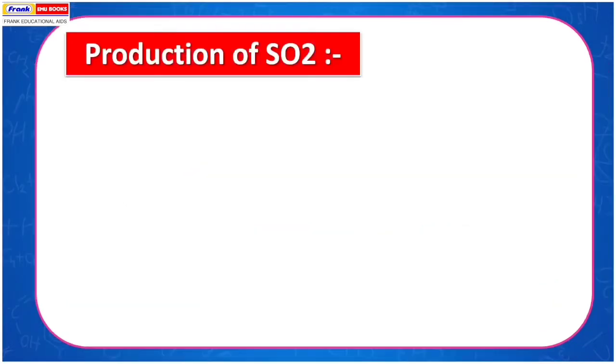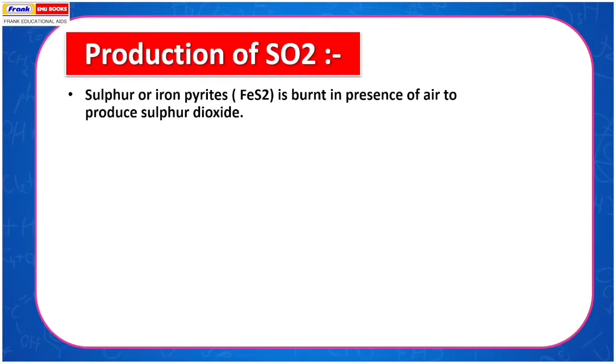Production of SO2. Sulfur or iron pyrite is burnt in presence of air to produce sulfur dioxide. Sulfur plus oxygen produces sulfur dioxide. FeS2 plus oxygen produces Fe2O3 and SO2.